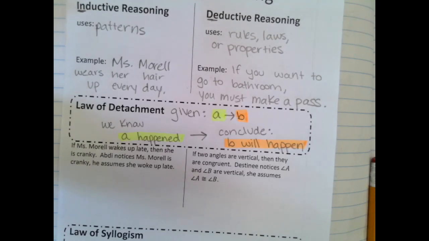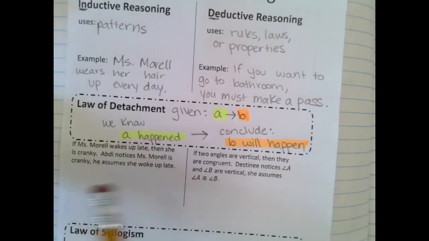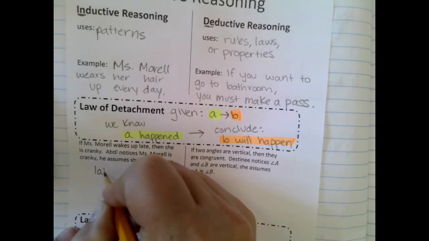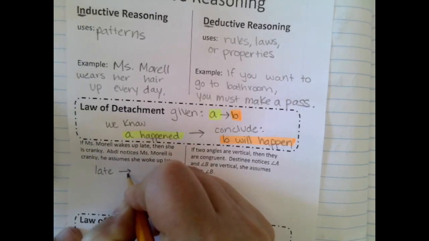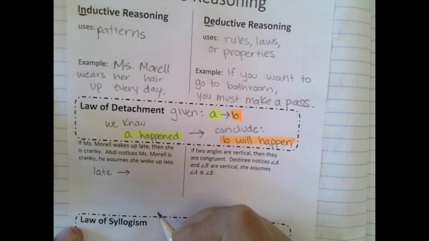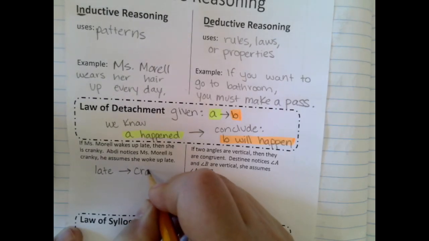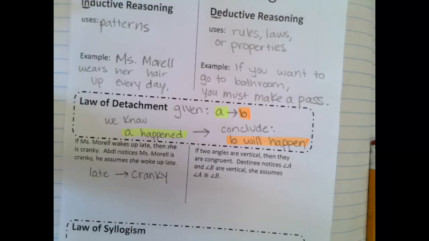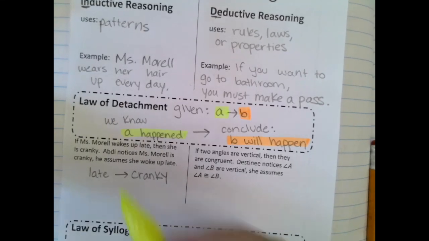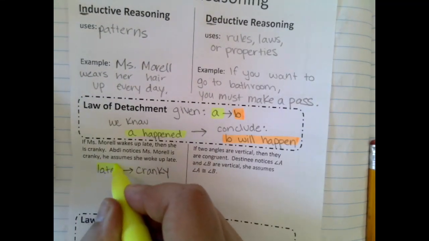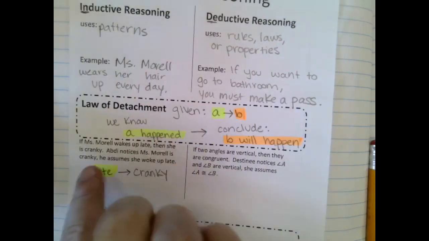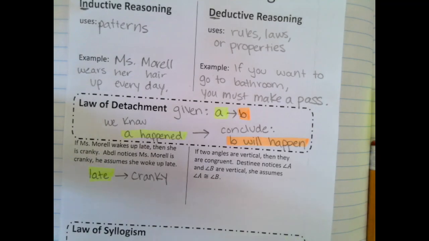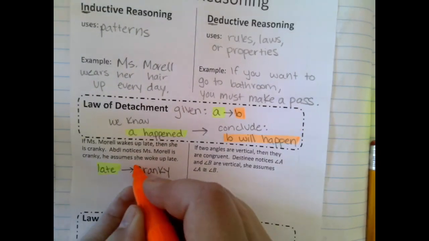Got it. So let's start off with the first if-then statement. If Miss Morel wakes up late, so waking up late leads to being cranky. Okay, so late is my A. It's my first color, so whatever color you use for that first part here. And then cranky is my second part, so whatever you used for B.